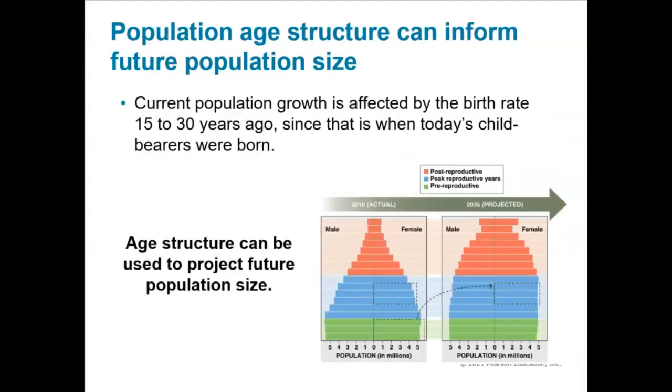Population age structure can inform future population size. So current population growth is affected by the birth rate 15 to 30 years ago, since that is when today's child bearers were born. Age structure can then be used to predict future population size. And so this is a 2010 population where there's a lot of individuals at reproductive ages, fewer older individuals, a lot of young individuals, and then this is going to be the predicted population in 2035. So this population has aged up and is now up here. This population is now up there, and then they have a new population underneath.